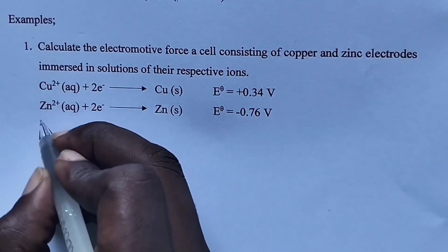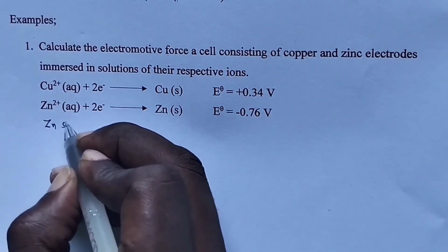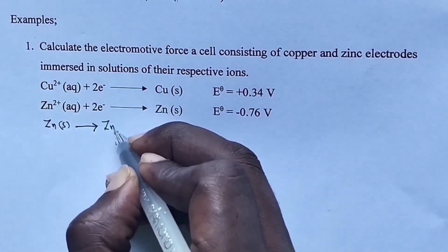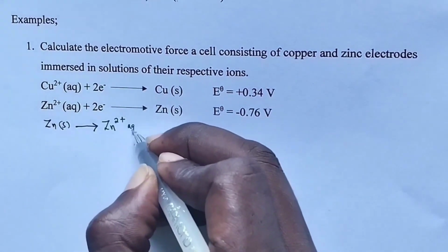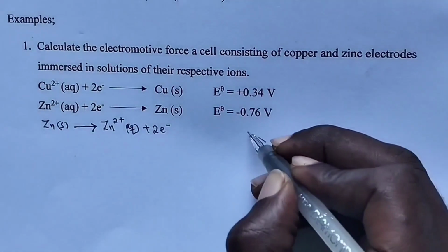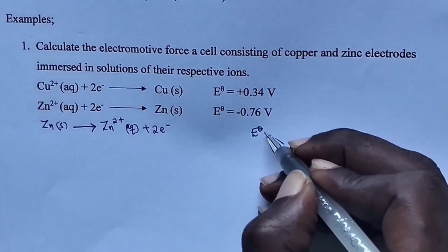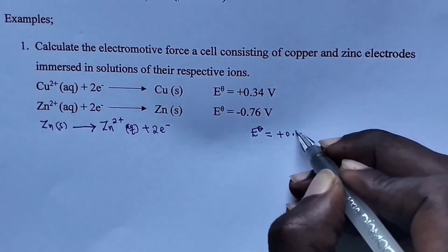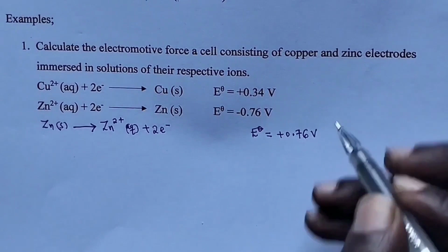That means we are going to start with zinc solid. Then we are going to write the arrow, then we are going to write zinc 2+ ion. What we are doing is we are reversing the equation, plus 2 electrons. And we are going to write the standard electrode potential value, which is also reversed. So if it is negative, we are going to make it positive. In case it is positive, we make it negative.